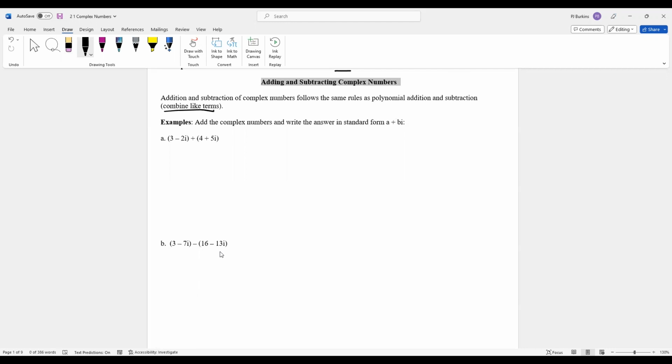Here we've got two complex numbers in parentheses. We can drop the parentheses. Then we can group like terms, so I'm going to regroup them as such. Now I have all the constants together and all the i terms together. And that's going to give me 7 plus 3i. All right, well, that was pretty simple.